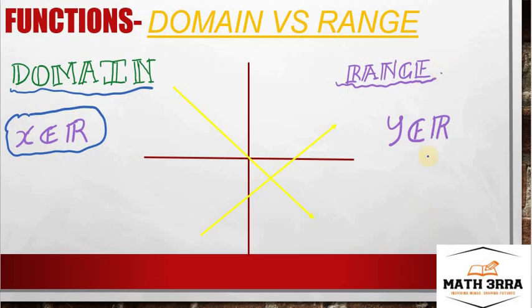Now, what of the range? The literal definition of range is the set of y values, meaning the range has to do with only y values. As such, the range of a linear function is always defined as y element of real numbers. Domain, x element of real numbers. Range, y element of real numbers. Easy enough, right? I believe so as well.